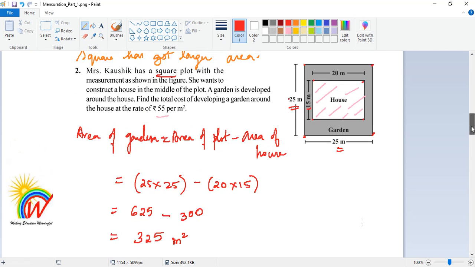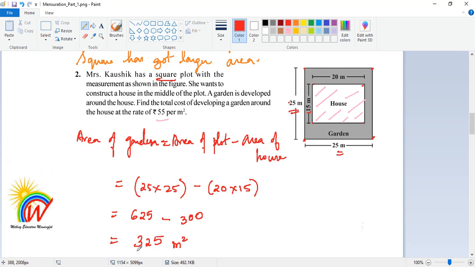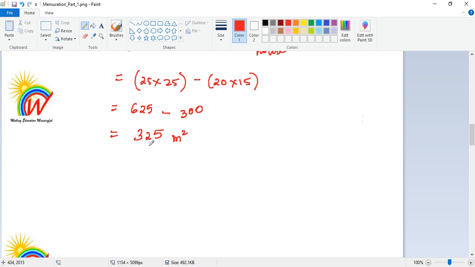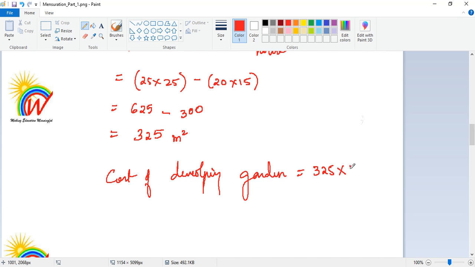Now this whole space, 325 meter square area, is totally used to construct a garden, and for developing each meter square you are using 55 rupees. So for 325 meter square, how much will you use? You will say cost of developing the garden is equal to 325 into 55.